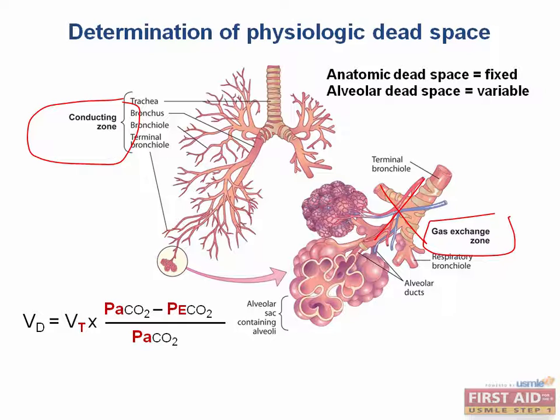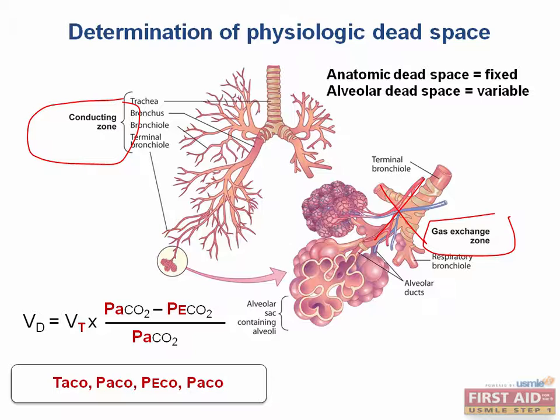This makes logical sense because only ventilation involved in gas exchange produces CO2. The closer the PeCO2 is to the PaCO2, the less physiologic dead space ventilation you have. As this difference decreases, more of the carbon dioxide in the pulmonary arteries is being expired with each breath. You can keep this all straight with the mnemonic taco paco, peco paco.